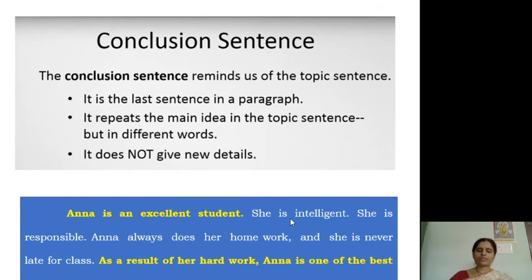Why? Because she is intelligent, she is responsible, she does her homework, and she is never late for class. And so we can call her an excellent student, and we are concluding it as Anna is one of the best students in the school. So this conclusion is restating the main point that Anna is an excellent girl. In this way, we have to provide a conclusion to the paragraph based on the topic sentence and the supporting sentences or detailed sentences that we have given in the paragraph.